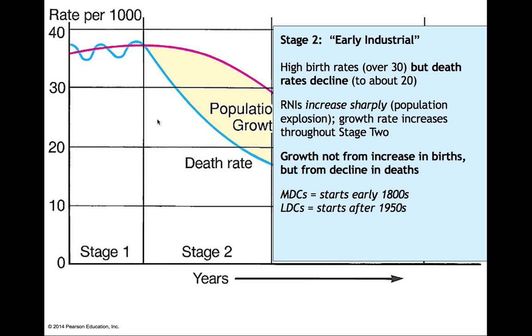Moving on to stage two, we have what's called the early industrial stage. So here we have high birth rates, but the death rates start to decline. And this is good. This is when we start to see some population growth. So the rate of natural increase, or the natural increase rate, increases sharply. Some demographers might call this the population explosion. And it's important for you to know that the growth rate increases not from births, but from a decline in our deaths.